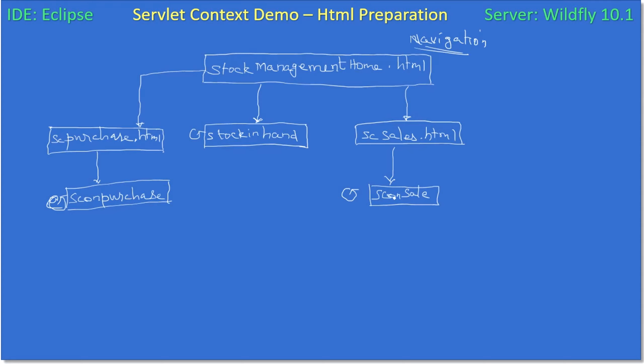SC on purchase and SC on sales, these two are also a servlet. So totally you are seeing 3 servlets. One is stock in hand, SC on purchase and SC on sales. So from stock management.html, this will be our home page. From there we can reach SC purchase HTML or SC sales, or we can directly invoke the stock in hand which displays the current stock. So from purchase, there is an underlying server side code, that's a servlet, which will increase the stock, and this one will decrement the stock. So we will also have a link that will go back to the home page.